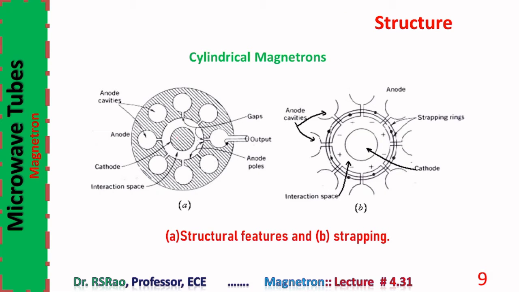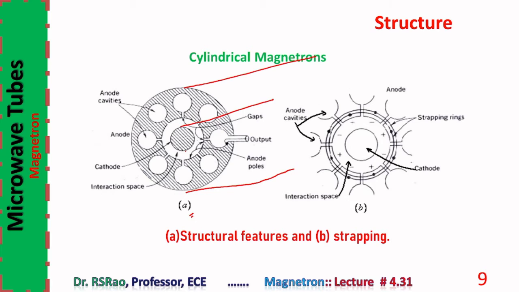Here are shown two diagrams. One diagram, in A, is mainly to illustrate the structural features of cylindrical magnetrons. In B, strapping is illustrated. A few points regarding A. In A, the cross section of the device is shown. It is actually a cylindrical magnetron like this.